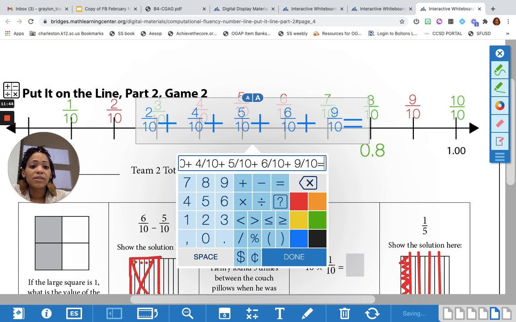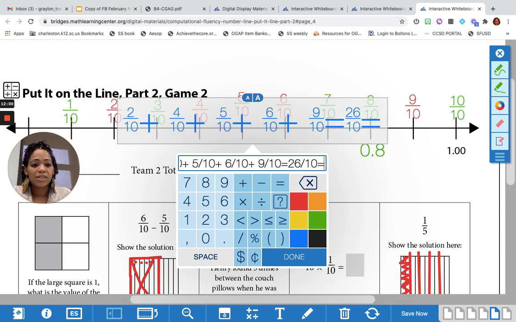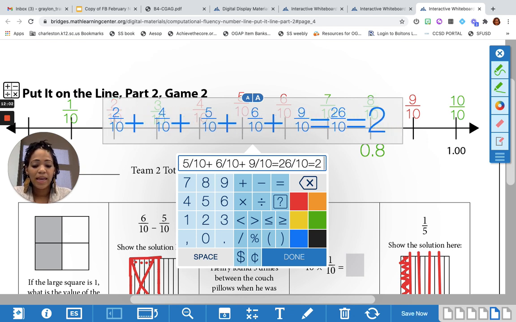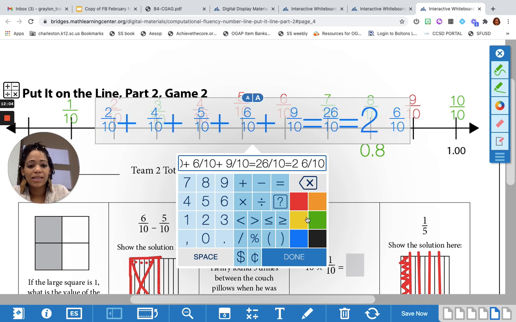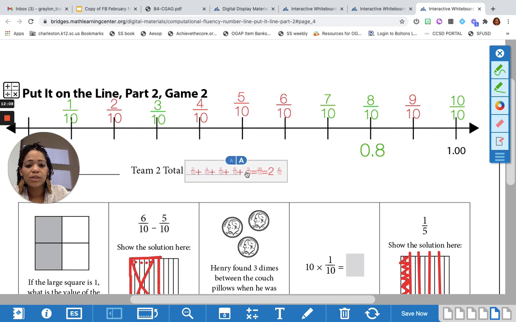Right, you can focus on the numerators since the denominators are all the same. So for me, I have 10, 15, or I could say 10, 20, 21, 26 tenths, which is the same thing as saying 2 and 6 tenths. That is my score. Have you figured out yours?